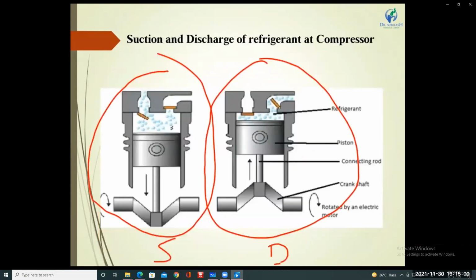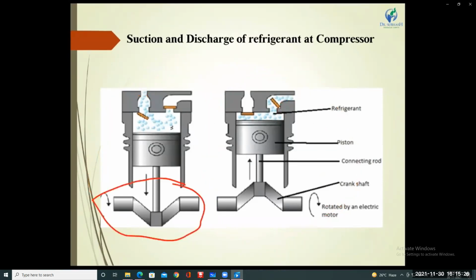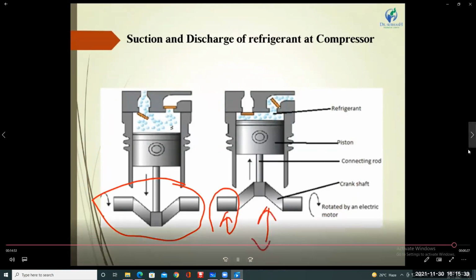First, the piston moves in the downward direction, the suction valve is open and the discharge valve is closed. Then in the second figure the piston moves in the upward direction, the suction valve is closed and the discharge valve is open, and pressurized gas is coming out from the compressor. It is a single acting reciprocating motion, and this assembly converts rotary motion to reciprocating motion for operating the compressor.